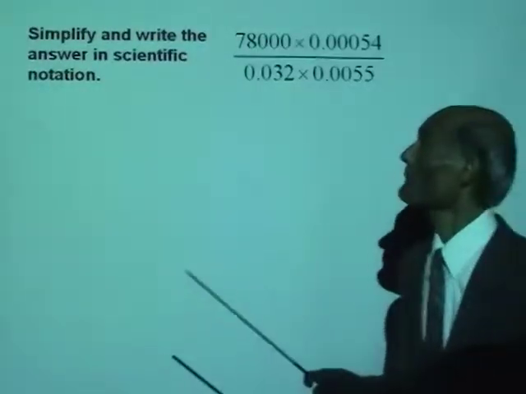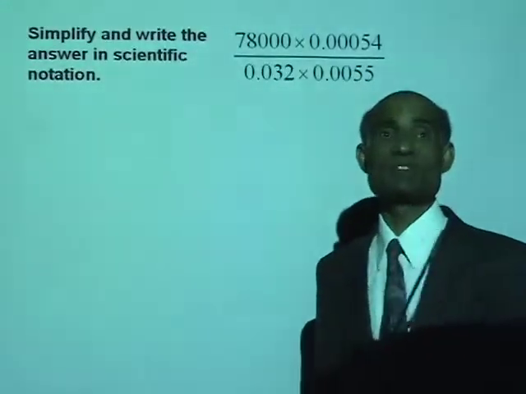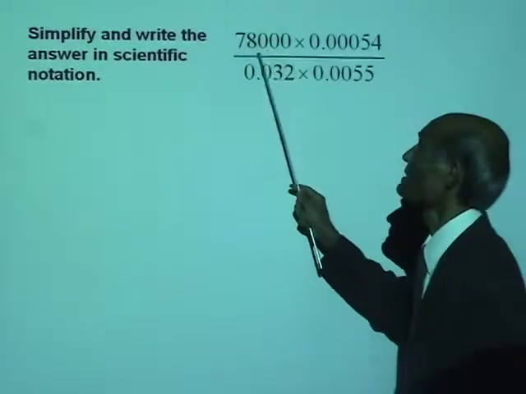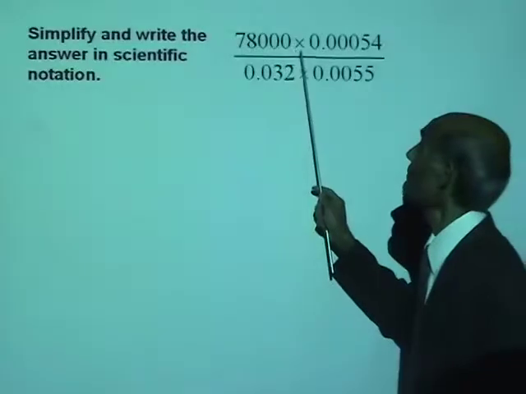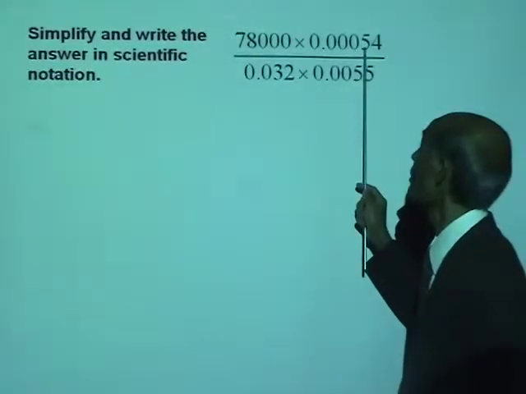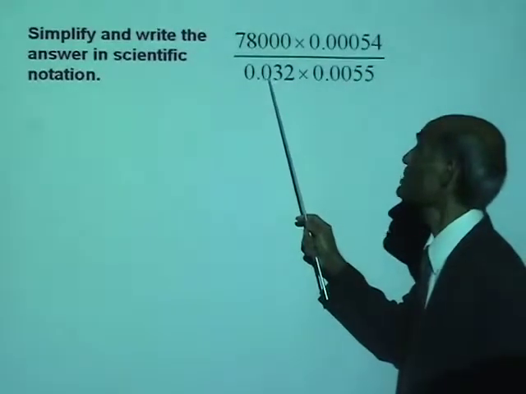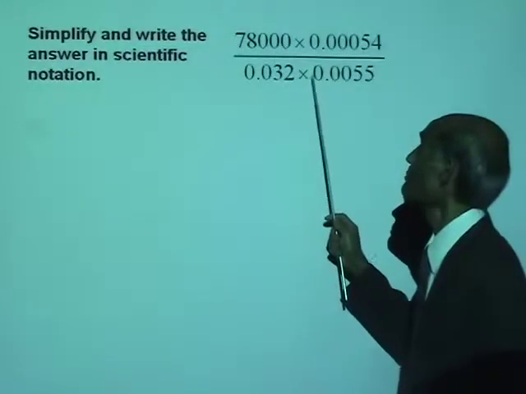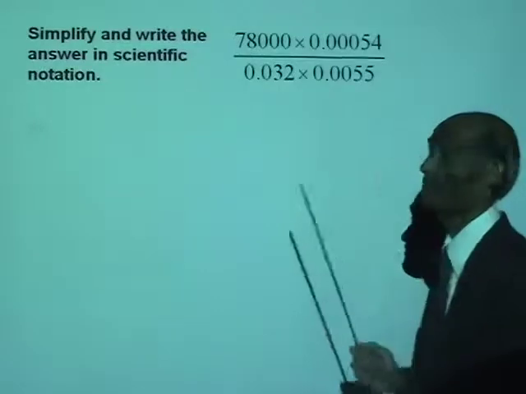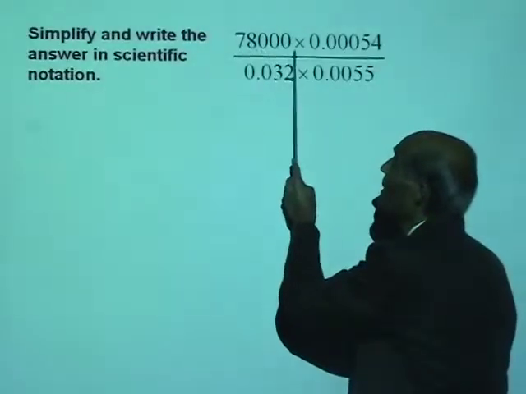Alright, let's do one more. Simplify and write the answer in scientific notation. 78,000 multiplied by 0.00054 divided by 0.032 multiplied by 0.0055.